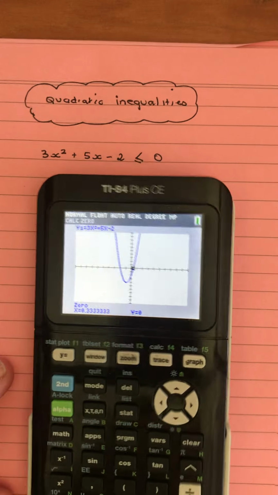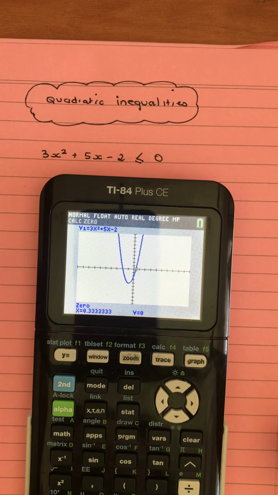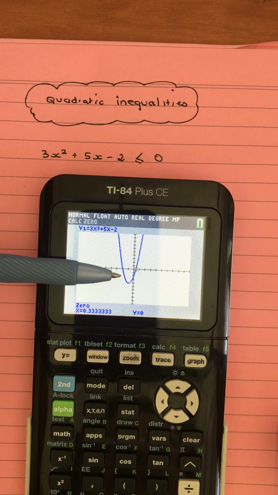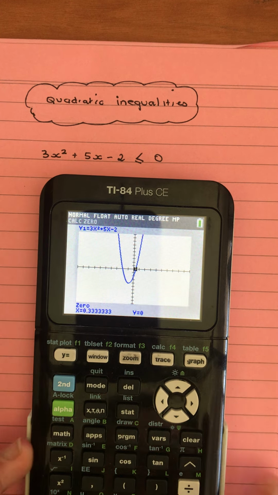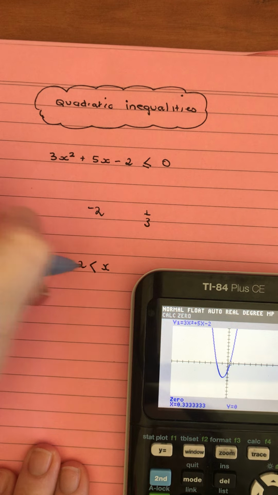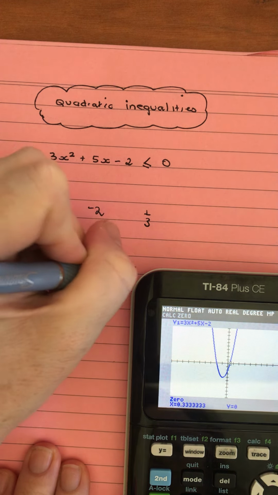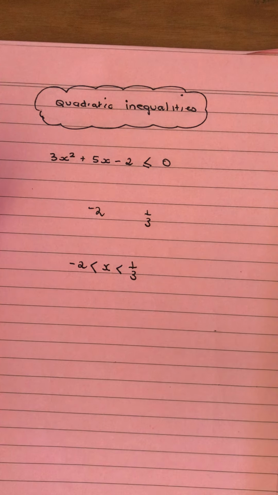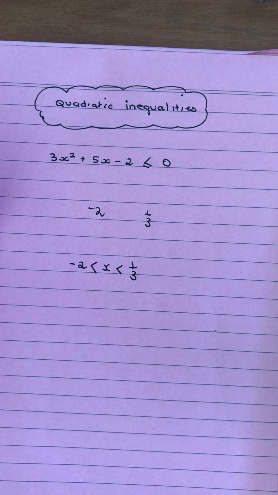Then I look at the graph and I go, okay, well, where is it less than 0? Is it on either side of those zeros, or is it between them? So in this case, our section is going to be this part of the line underneath. So between, so x is going to be greater than -2 and less than 1/3. So that helps us to solve for that there.